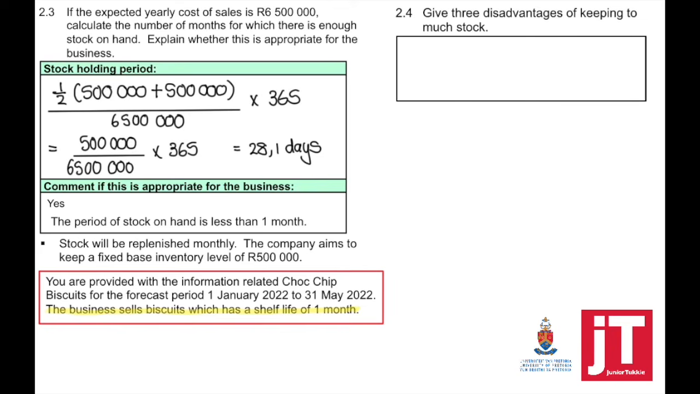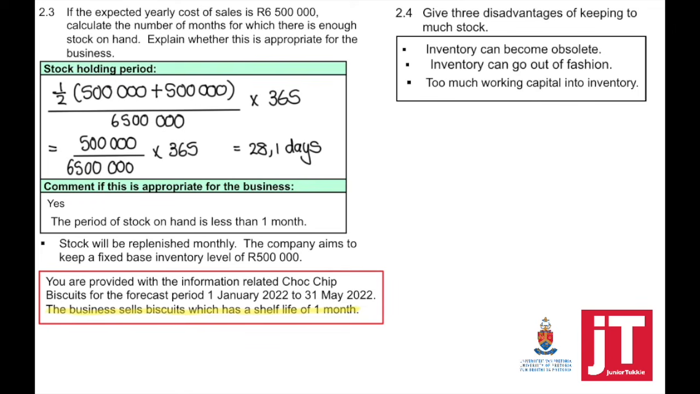So if we look now at the last question, 2.4, there are 3 disadvantages of keeping too much stock. One, inventory can become obsolete. It can go out of fashion. Too much working capital is tied up in inventory. So these are just some disadvantages if a business keeps too much stock.